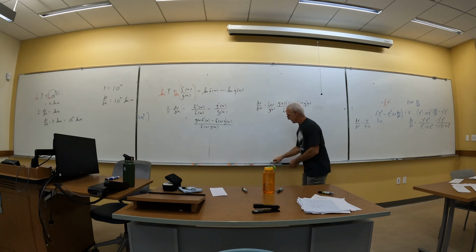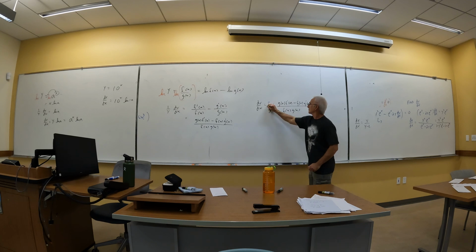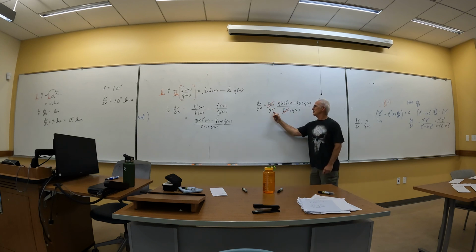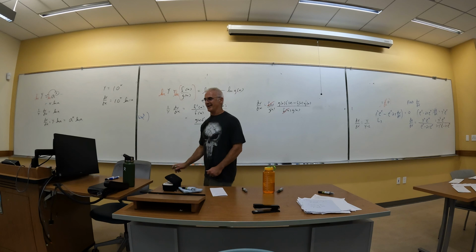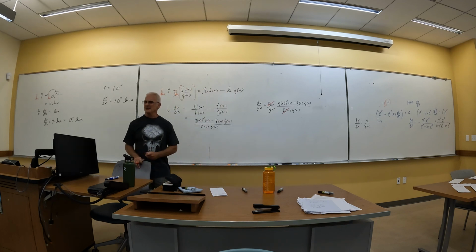Does anything cancel? And I'll have a new denominator that has a g squared. And what will my numerator look like? Quotient rule: ho d hi minus hi d ho. Is that the quotient rule exactly? Yeah. A little easier than limits, huh?